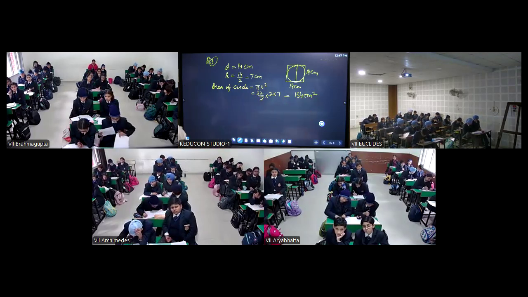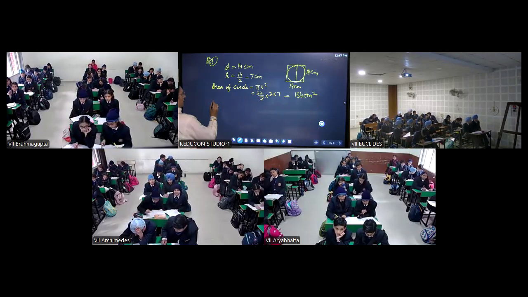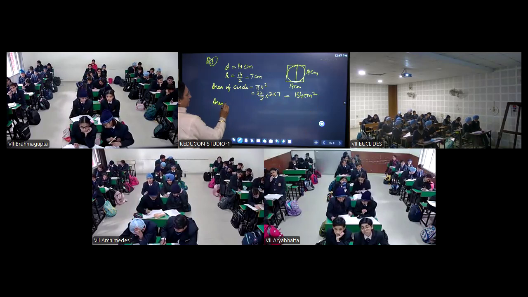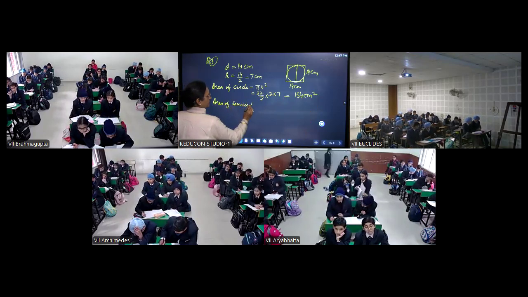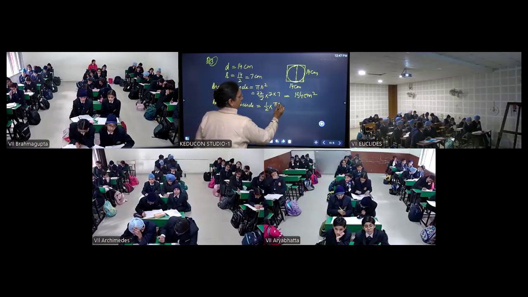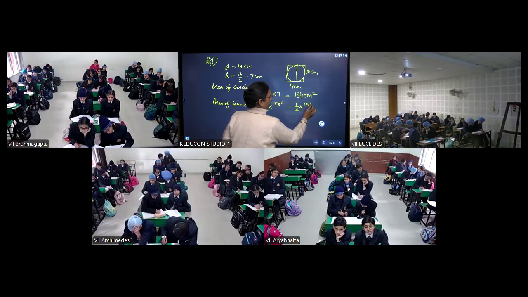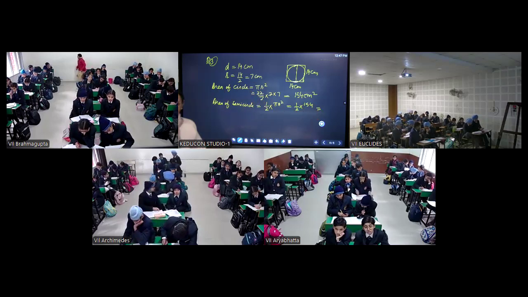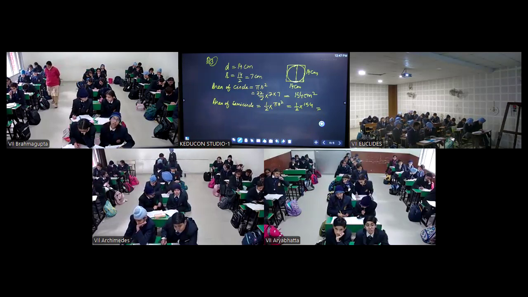Then the area is equal to half multiplied by the area of the circle. Yes, area of semicircle. This is a semicircle, everybody knows. That will be half of pi r square, which is half of 154, equal to 77 centimeters square. That's your answer.